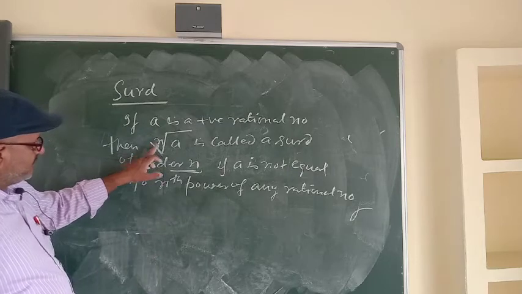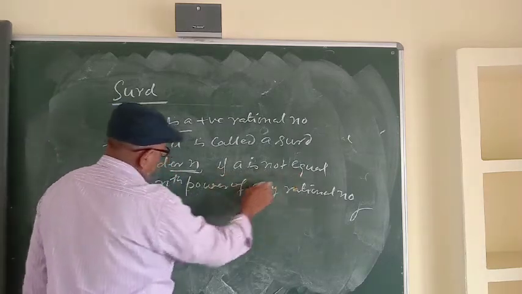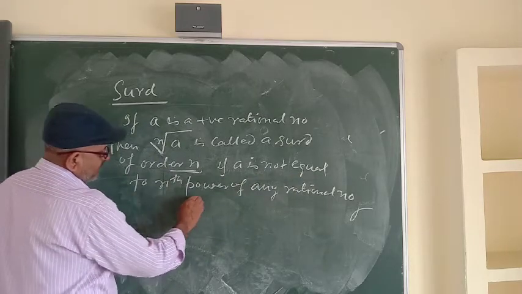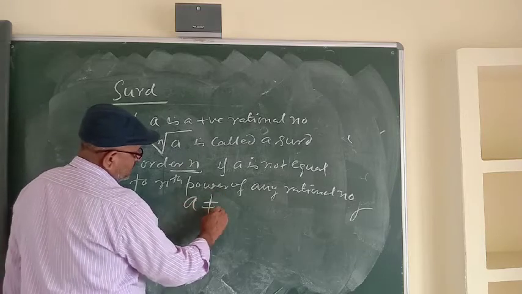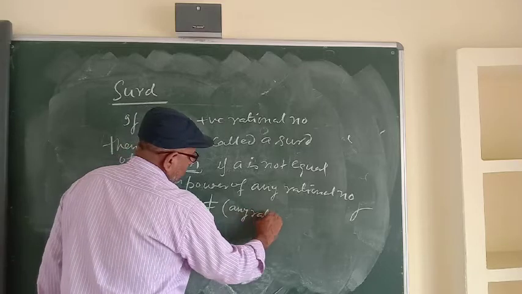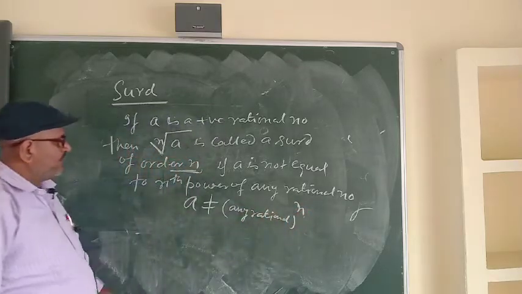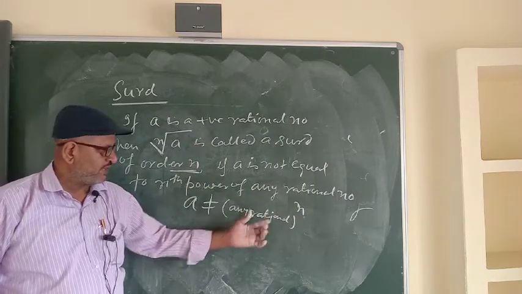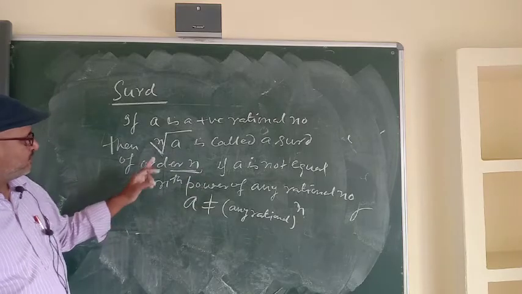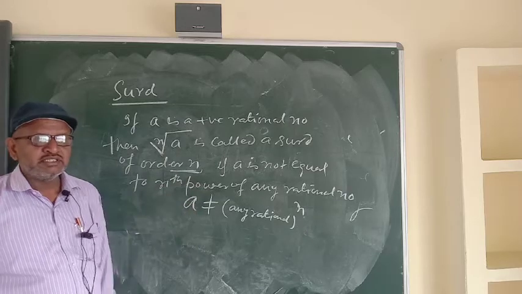If 3 is written here, we will write order 3. If a is not equal to the nth power of any rational number, meaning we cannot write a as any rational number to the power n, then this is called a surd. Means, if we cannot take the nth root of a, then it is called a surd.